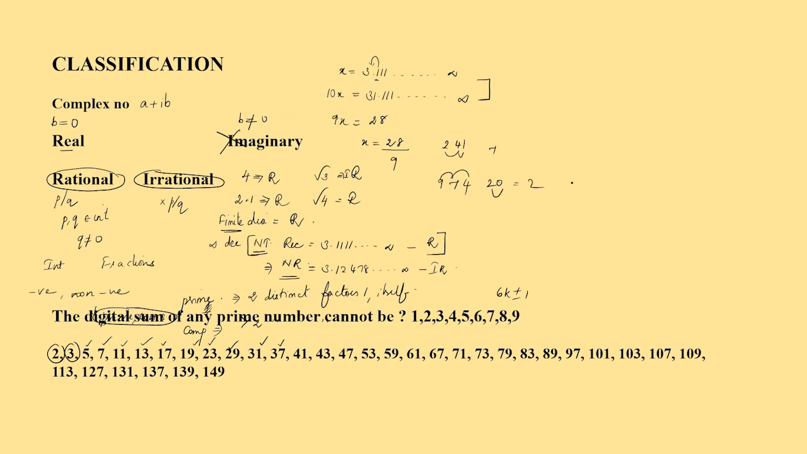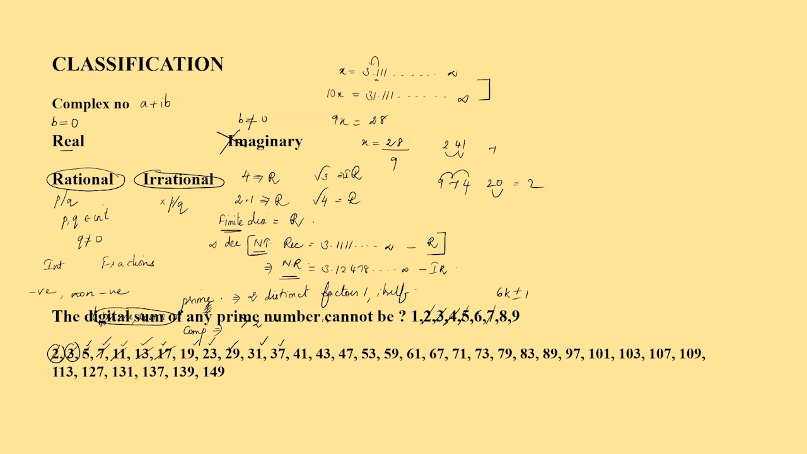So the digital sum of any prime number cannot be what? Let us have a look. First, 2: the digital sum is 2, so that can be. 3: the digital sum is 3, that also can be. Now 5: the digital sum is 5, that also can be. The digital sum for 7 is 7, that is also possible. Now 11: the digital sum is 1 plus 1, which is 2, which I have already cancelled out. 13: 1 plus 3 is 4, so that is also possible.